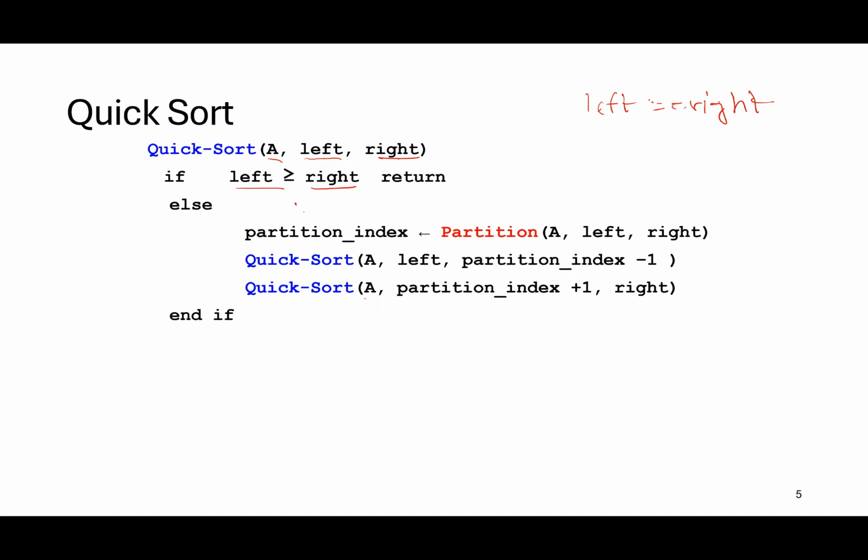If left is greater than right, that means there is no element left, zero elements. That means we don't have anything to sort, we are done. So that is the base case for quicksort.